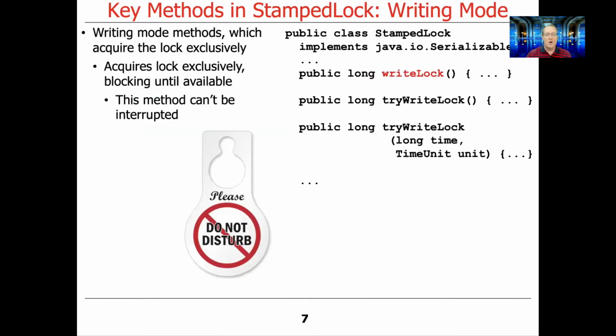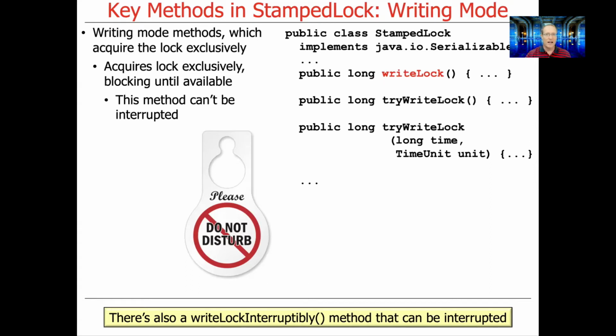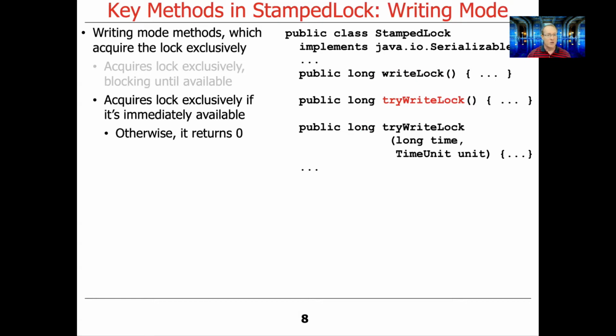The writeLock method will acquire the lock exclusively, blocking until it's available for exclusive access. And this particular method cannot be interrupted. There's also a writeLockInterruptibly method that can be interrupted, very similar to what you'd see with Java ReentrantLock, where you've got two different semantics, one that can be interrupted, one that can't. There's also a tryWriteLock method that will acquire the lock exclusively if it's available at that moment. Otherwise, it returns 0 and says, sorry, boss, can't actually get the lock in exclusive mode at this point. You'll have to try something else.